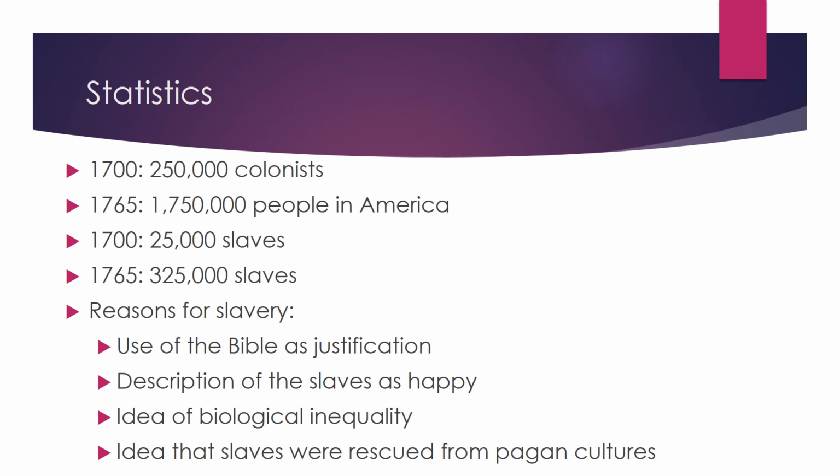And number four, the idea that slaves were rescued from pagan cultures and converted. So some people tried to use a missionary mindset as justification for slavery. Well, yes, we have them in slavery, but they are in a Christian culture instead of in a pagan culture, so that is justified. All right, so this whole lecture again is the context in which your first authors that we're going to read are writing. So you need to know some of the history so that you can understand when and why they are writing.